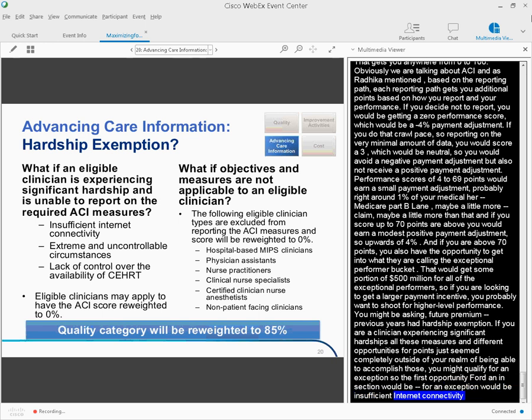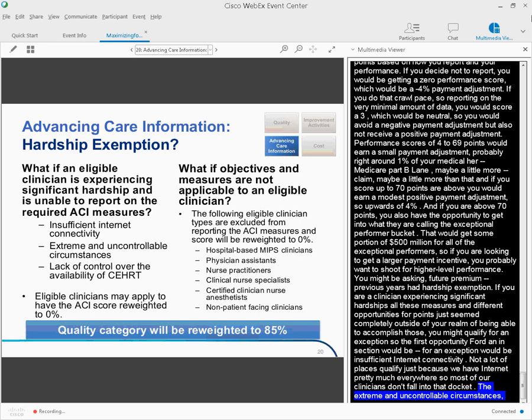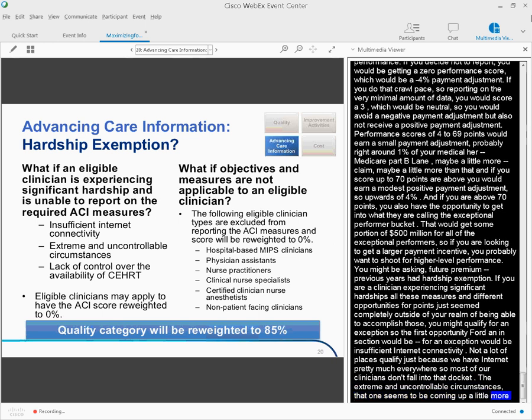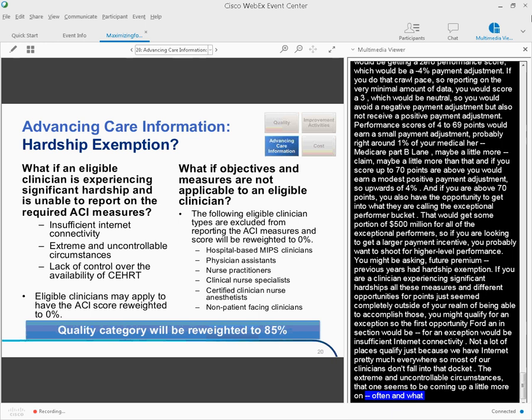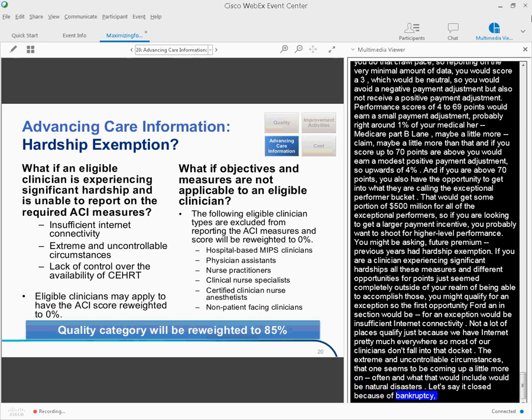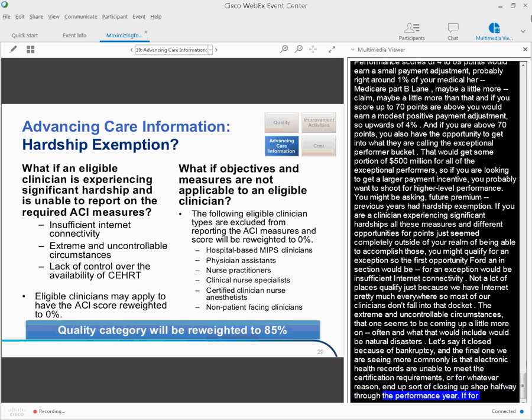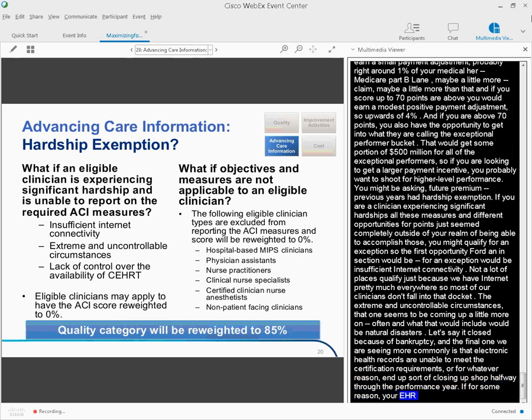The extreme and uncontrollable circumstances. Now that one seems to be coming up a little more often. So what that would include would be natural disasters. Let's say your practice closed because of bankruptcy. And the final one that we're actually seeing more commonly is that electronic health records are unable to meet the certification requirements, or for whatever reason end up sort of closing up shop halfway through the performance year. If for some reason your EHR just doesn't exist or doesn't perform to the level that you need, you might be able to get a hardship. So definitely look into that. We're happy to help you if you have questions.